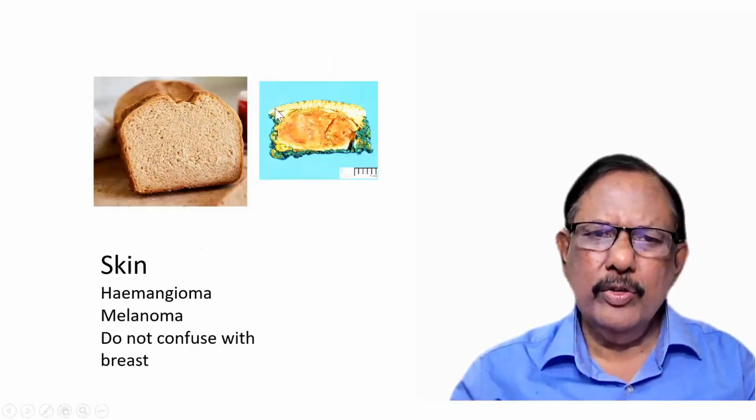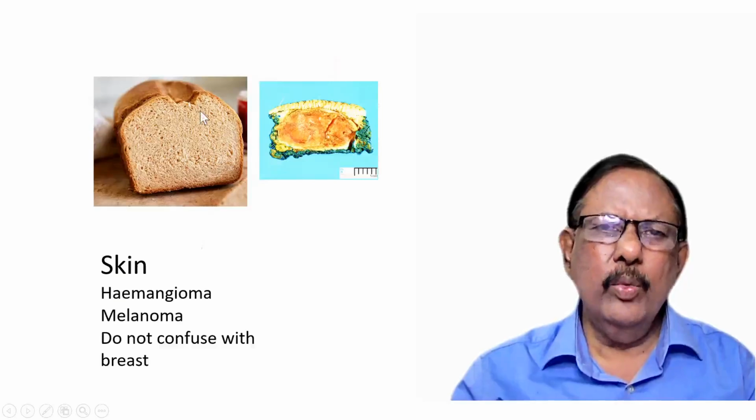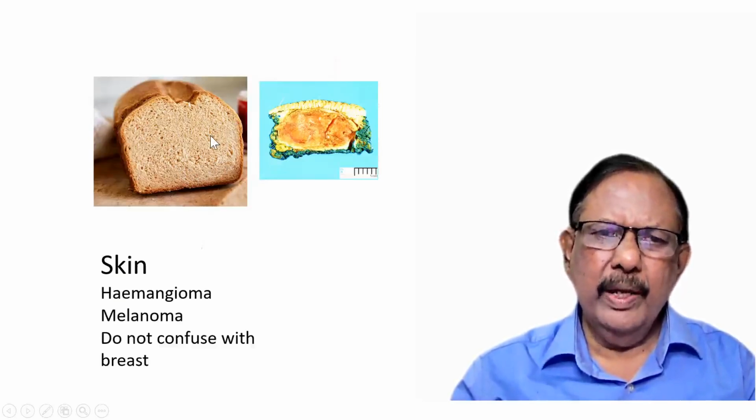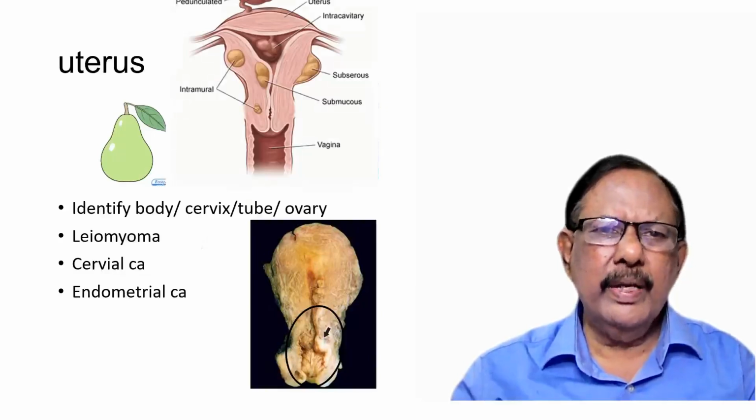Sometimes I have got, so please do observe there is a skin, and below that there is a lesion which has got multiple pores, and this can be what is called a hemangioma. So it has got some lesion like the pores of a bread. If it is going to be black, it can be a melanoma. This should not be confused with the breast because I will be telling you.